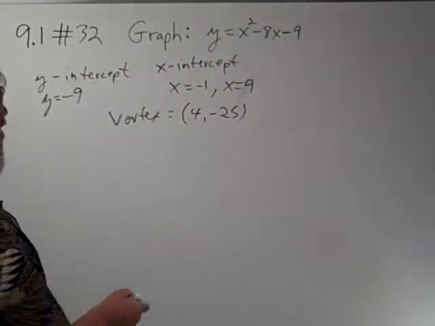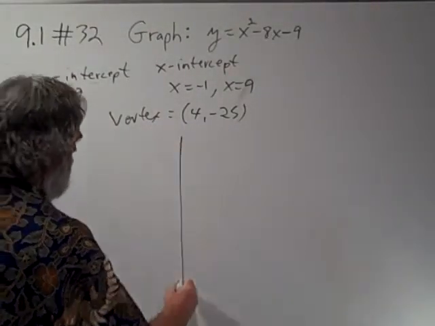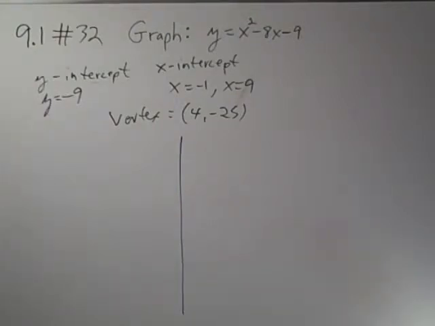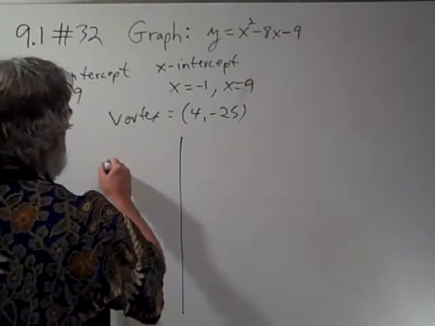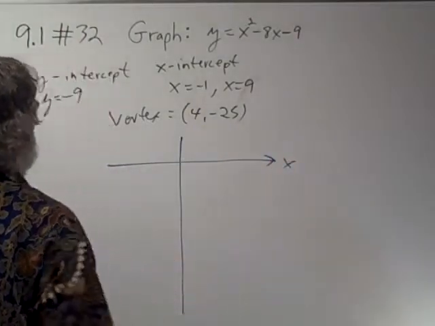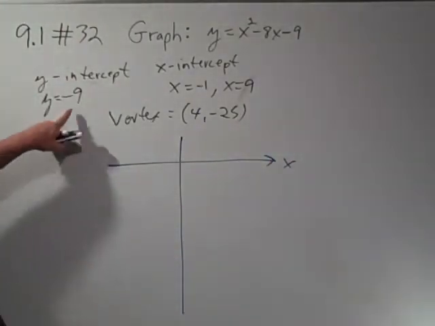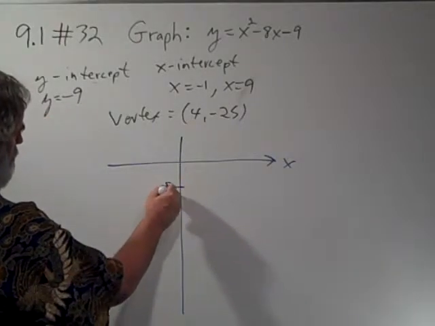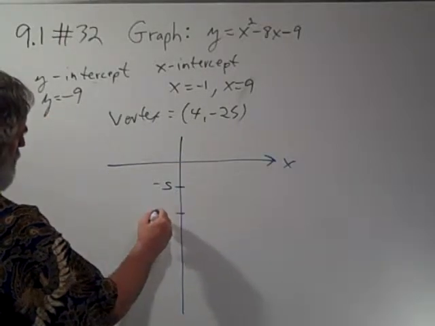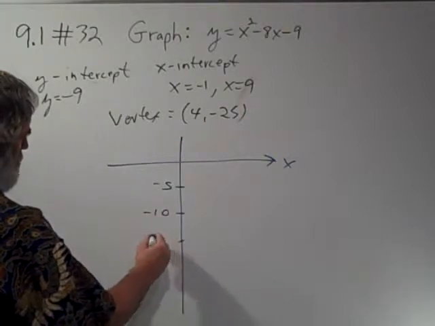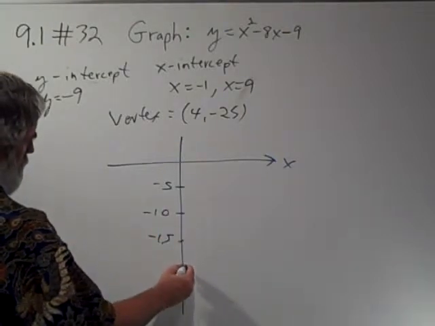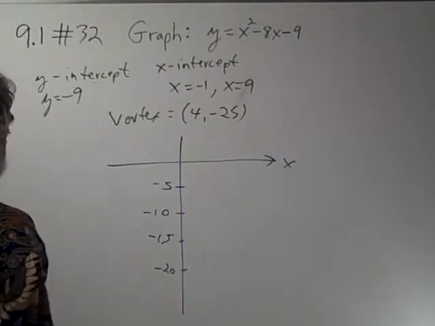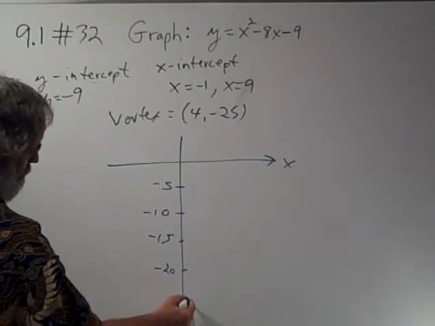So negative 25 is pretty far down, so let's put the x-axis up here. The y-intercept is at negative 9, and we have to go down to negative 25. So let's make this negative 5, 10, 15, and negative 20. And here's negative 25.